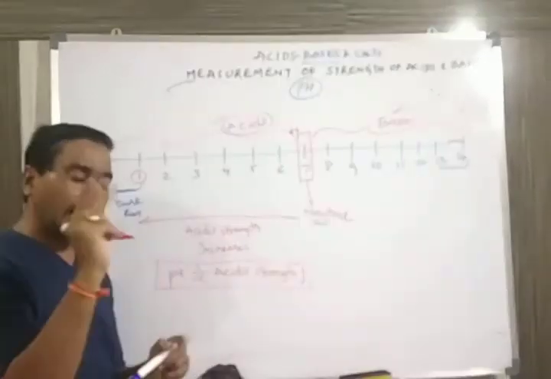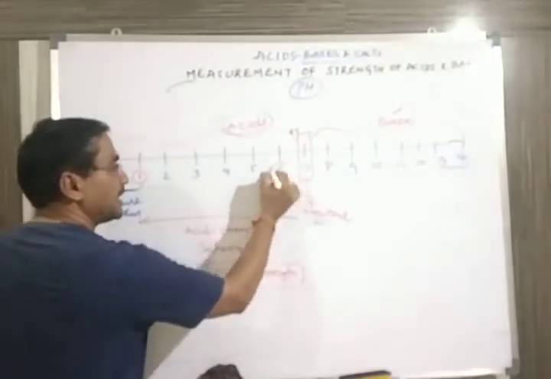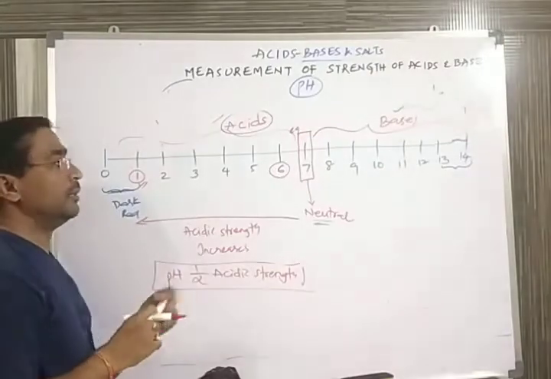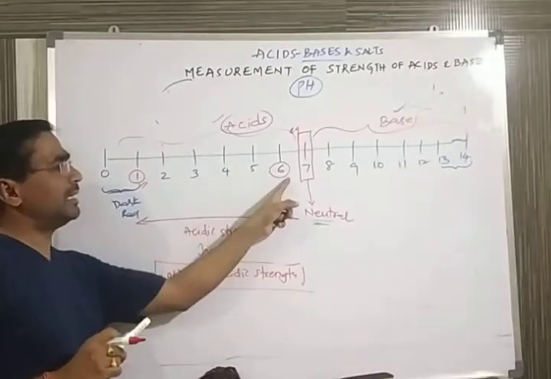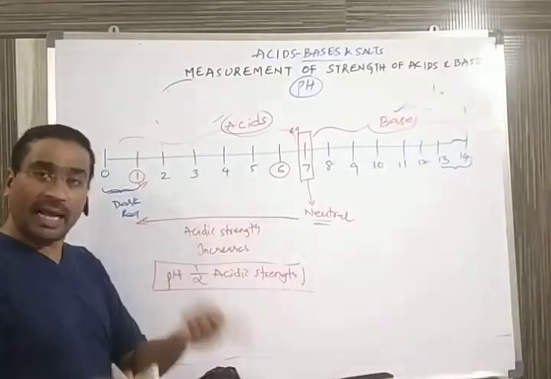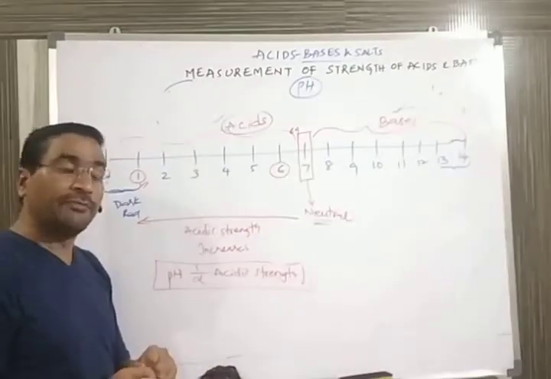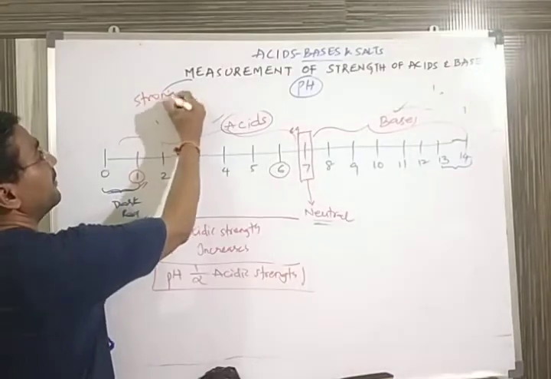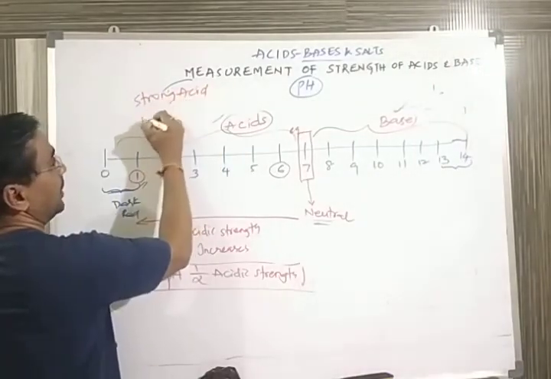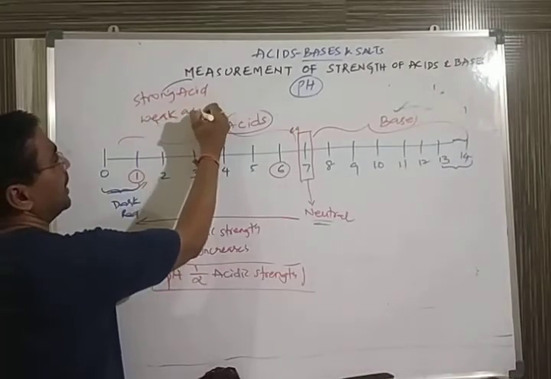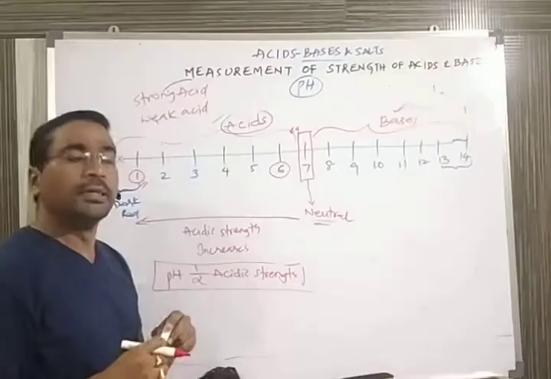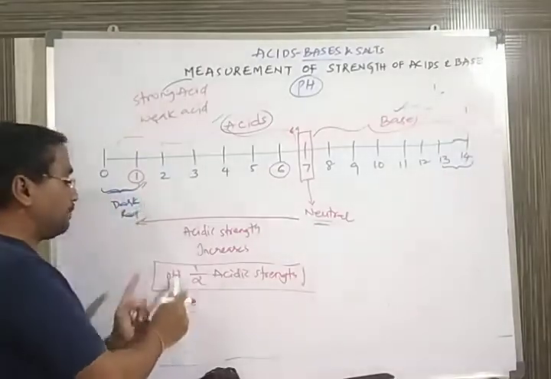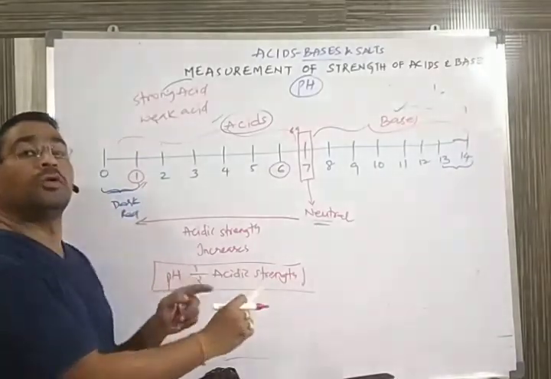If I give samples to you, one has pH 6 and the other has pH 1. Both have values less than 7, so both are acids only. But if you want to say which is the strong acid and which is the weak acid, whichever has the lower pH value will have more strength.